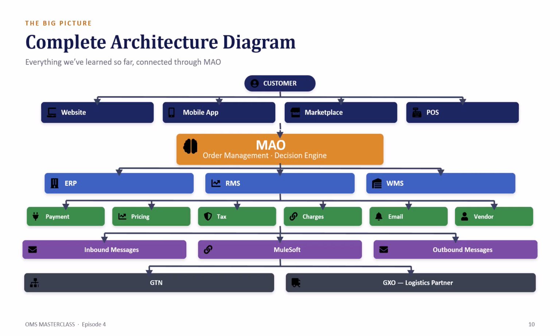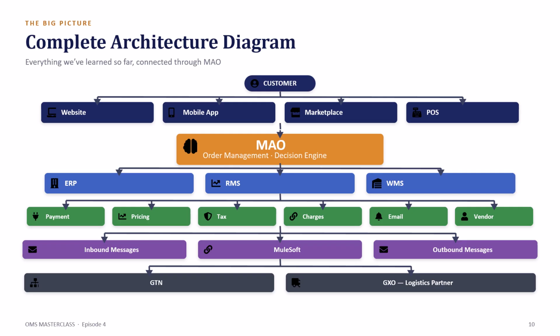Now, from here, MAO starts communicating with different systems based on what the order needs. You will notice the ERP, RMS, and WMS are directly connected to MAO. That's because MAO interacts with these systems very frequently during order processing. Now, if you look at the bottom, you will see GTN and GXO. They are shown separately because they usually come into the picture during the logistics and fulfillment part of the order journey. So they are connected through the integration layer.